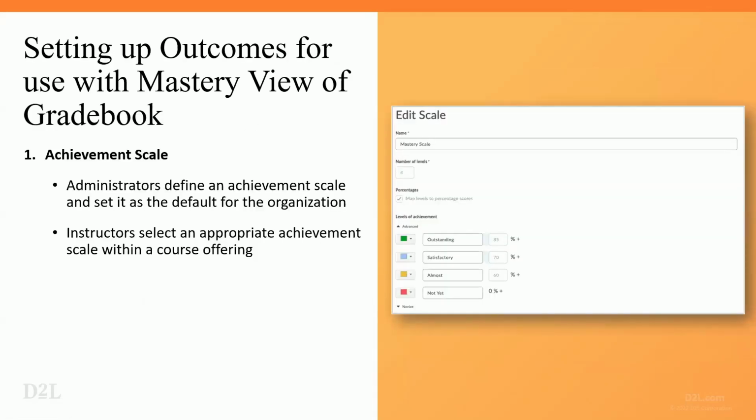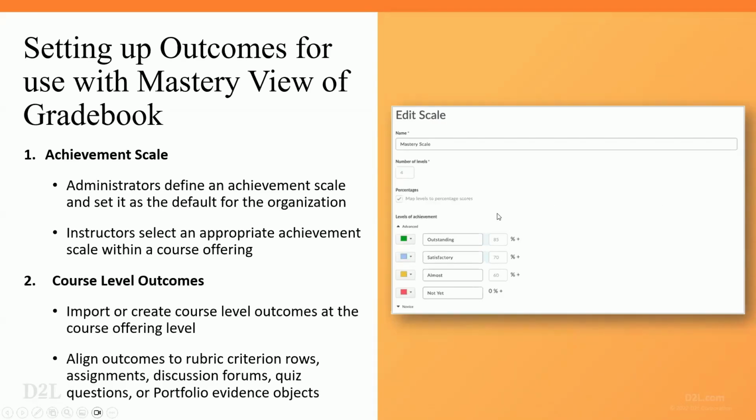So in order to use mastery view of the gradebook, there's a couple of different components. So the gradebook mastery view provides a summary of the evaluation data collected by the outcomes tool. So there's a few features within the outcomes tool that have an impact on the content that's displayed in mastery view. So the first is that administrators need to define this achievement scale and set it as the default for the organization. And then in order to evaluate learners' achievements related to those learning outcomes, instructors will then select that achievement scale within the course offering.